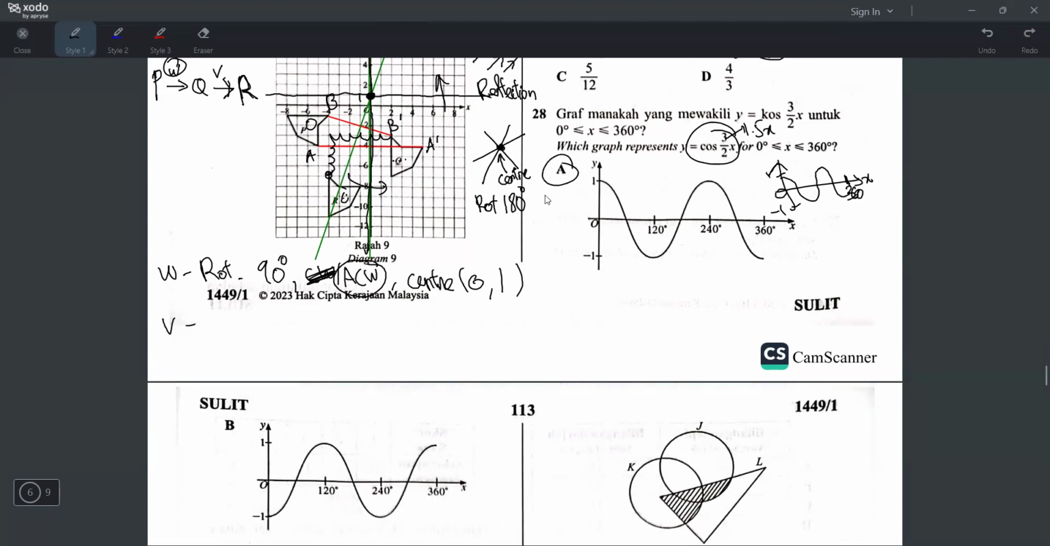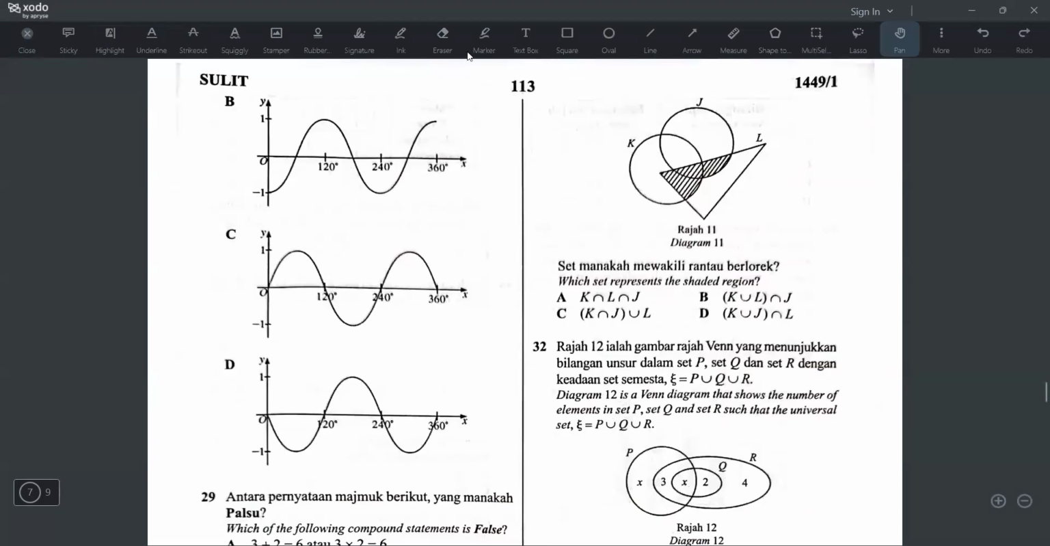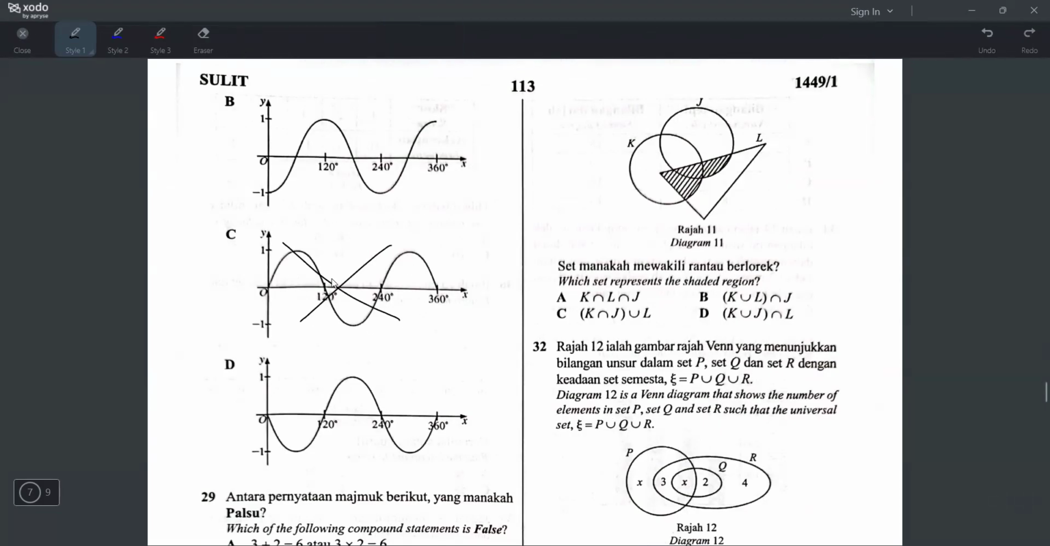So the answer is A lah. B, C, D confirm wrong lah. Just by looking at the shape, I know already. C, this is a sine graph. Yeah, this is a sine graph.